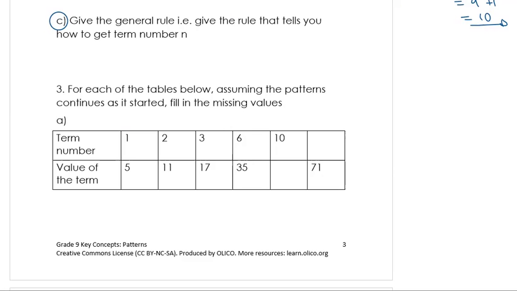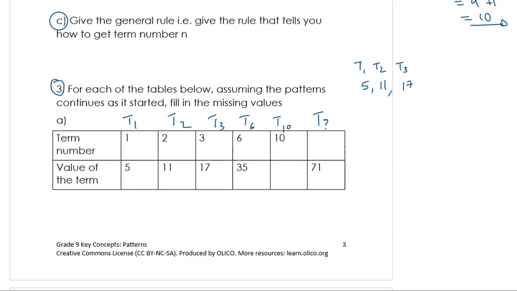Okay, so let's look at, for example, number 3 here. You've got term number 1, term number 2, term number 3, and then it jumps to term number 6, and it jumps to term number 10. Then this term here, we don't know what it is yet. But how are you going to find out what it is? The first thing you need to find is the formula. So you've got the numbers 5, 11, 17. I'm going to use those because these are 3 consecutive terms. Term 6 is not a consecutive term because there's no term 5.